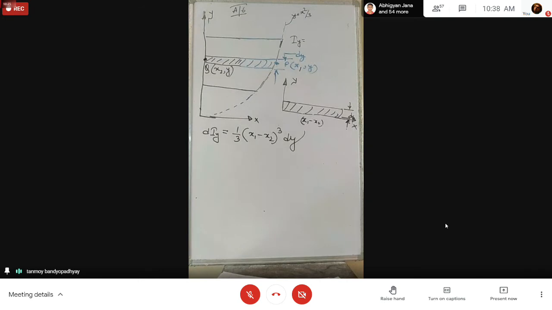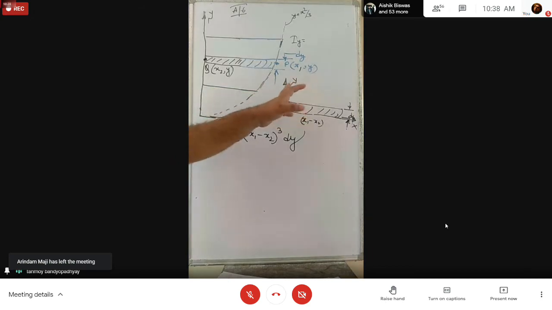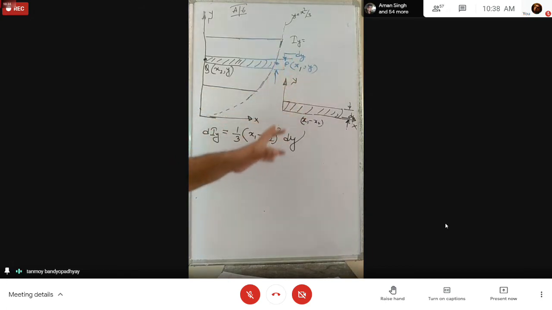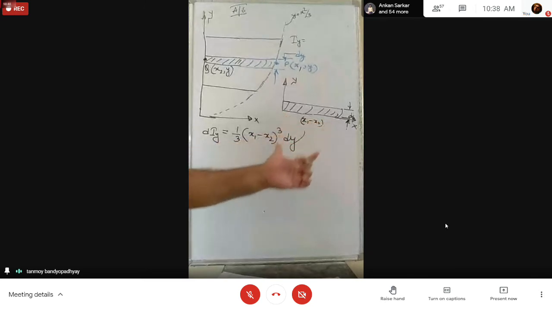Are you able to understand this one? So this is just a rectangle, and for a rectangle, what is the moment of inertia about its base? If you consider this to be its base, about its base it is BH cube by 12. So you should be having B into H cube, the depth is x1 minus x2, divided by 3. Sorry, BH cube by 3. So you should be having this one.